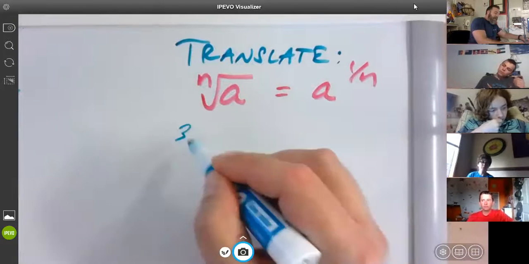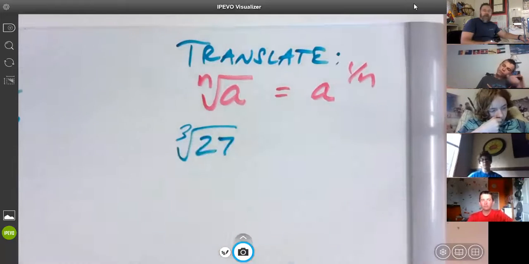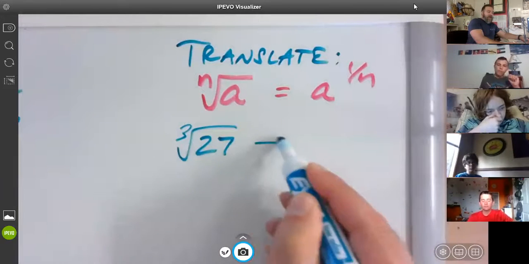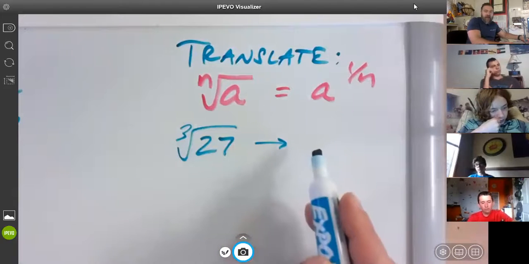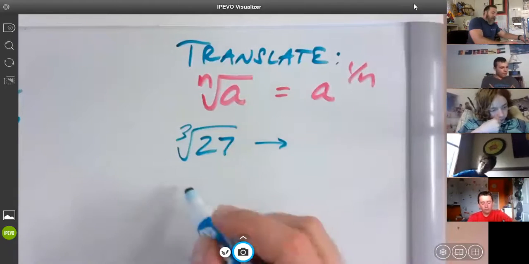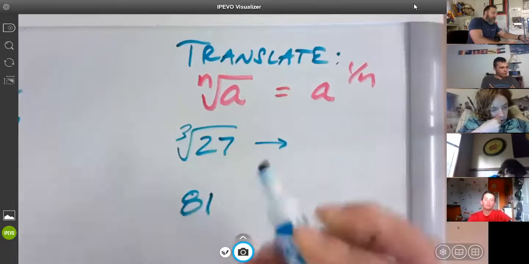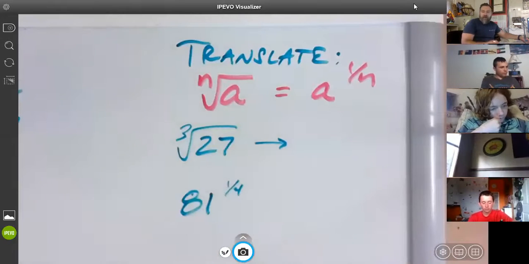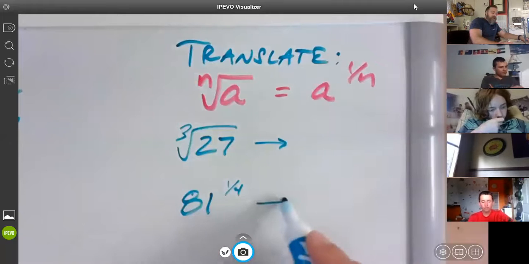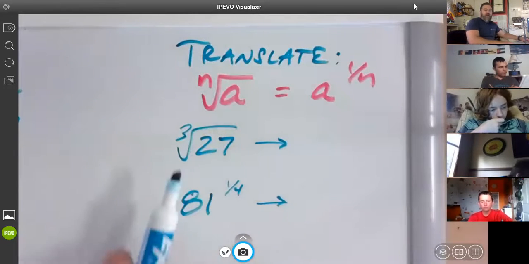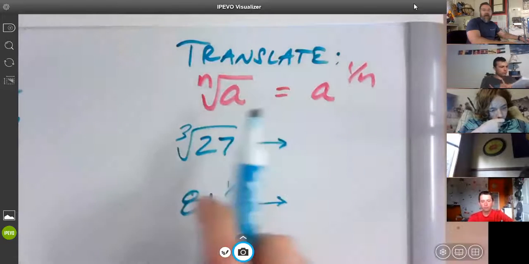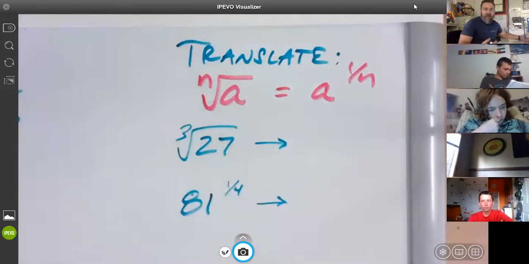For instance, had I been given the cube root of 27, the third root of 27, it might ask me to convert this radical form into its rational exponent form. Or on the flip side of the coin, maybe I had something that said, all right, 81 to the 1/4 power, which is a rational exponent or fraction exponent, translate that into its radical form. So in either case, what you're essentially doing is just cycling back and forth between these two versions. There's no difference in the value. Both can be solved in a calculator. It's just how they're written.